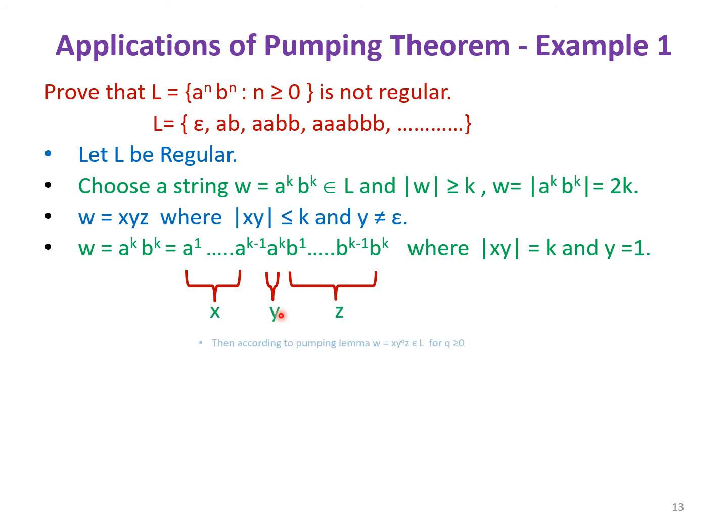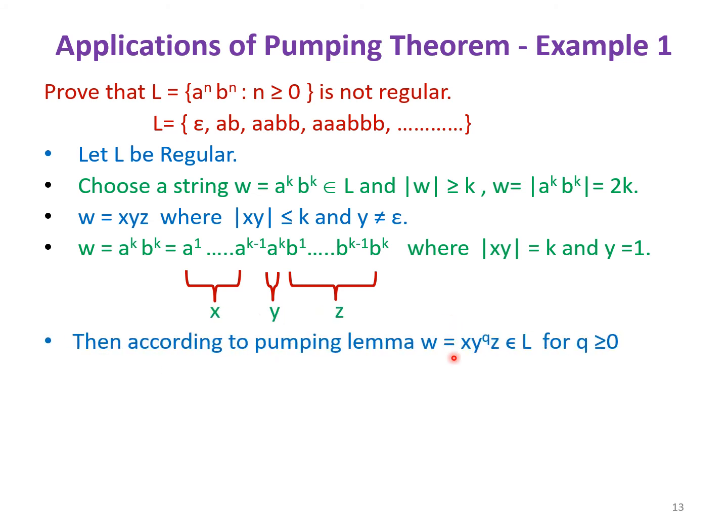Then according to the pumping theorem, the string x y raised to q z belongs to L for all possible values of q, that is q greater than or equal to 0. So now we must choose wisely the value of q in such a way that the string does not belong to L. Let us see the first case. If q is equal to 0, then w is equal to x y raised to 0 z.